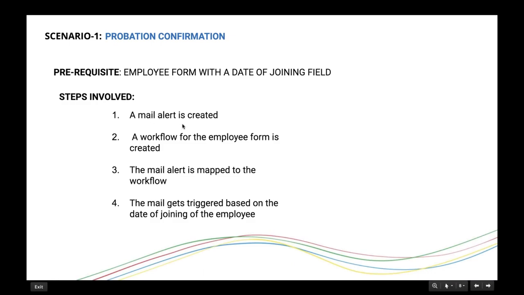A mail alert is created in the first place. A workflow for the employee form is created. The created mail alert is mapped to the workflow. And as a result, the mail gets triggered based on the date of joining of the employee. So let's go over to the product where I'll be showing you how to actually set this up in Zoho People.